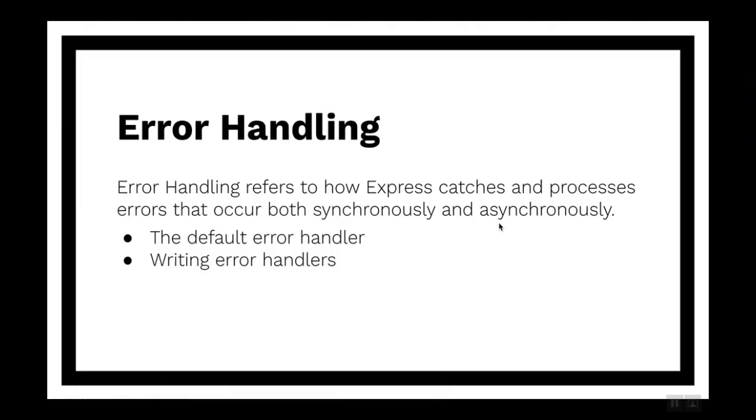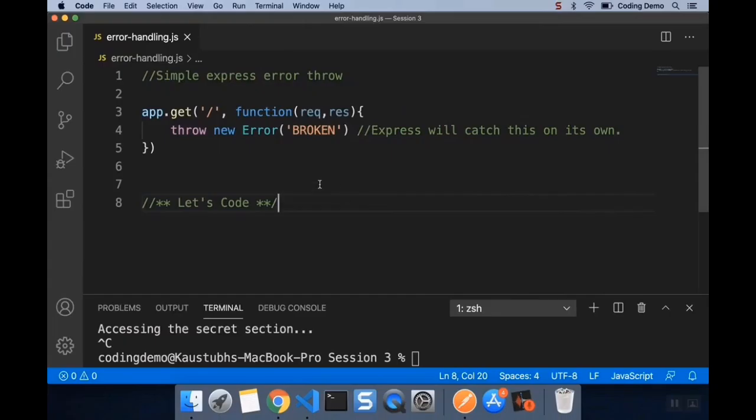So, error handling. It's important to ensure that Express catches all errors that occur while running route handlers and middlewares. Errors that occur in synchronous code inside route handlers and middlewares require no extra work. If synchronous code throws an error, then Express will catch it and process it. So, for example, let me switch back to Visual Studio Code.